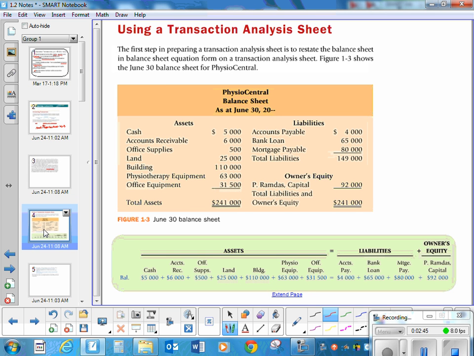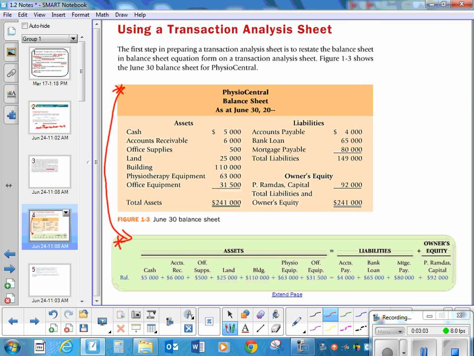Okay, so on the bottom here, this is what your transaction analysis sheet will look like. It has your assets on the left, your liabilities and your owner's equity on the right. What you do is you take what you have in your balance sheet and you're going to transfer it here to your analysis sheet.